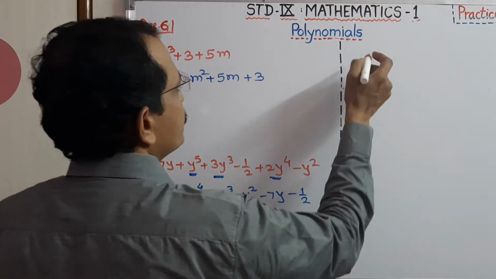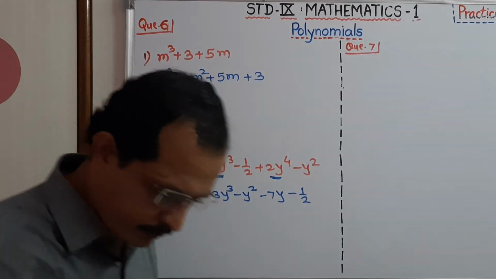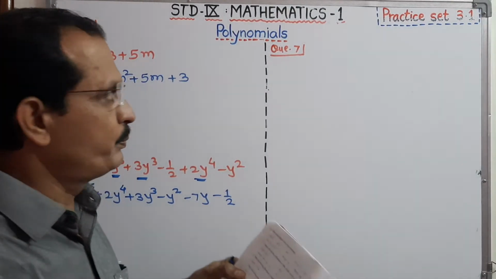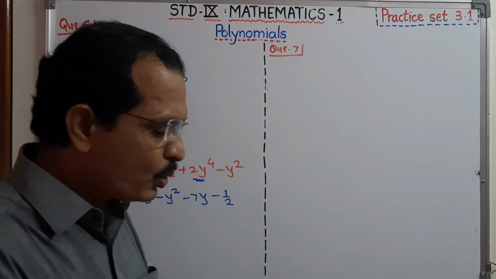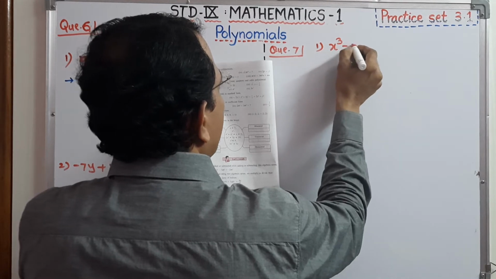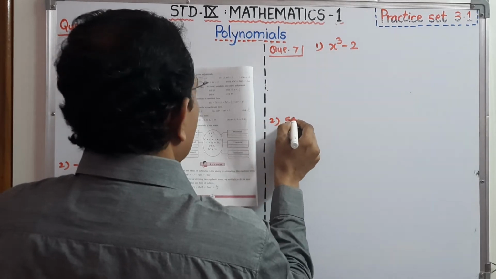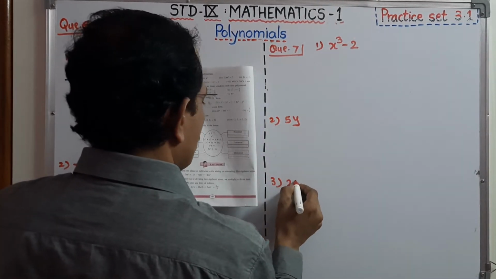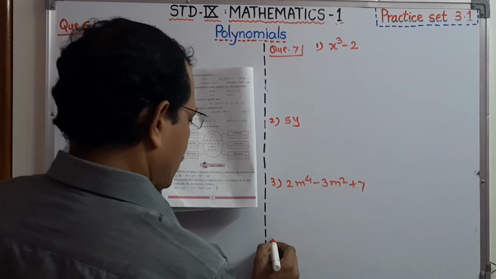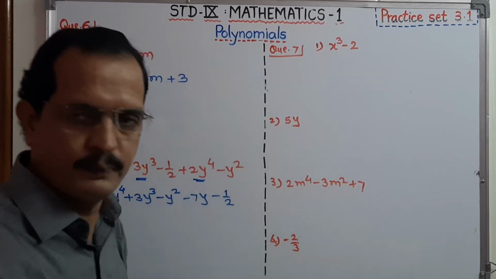We have to start with question number 7. What do we have to write? See here. Write the following polynomials in coefficient form. First one is x cube minus 2. Second is 5y. Third one is 2m raised to 4 minus 3m square plus 7. And the fourth one is minus 2 upon 3.